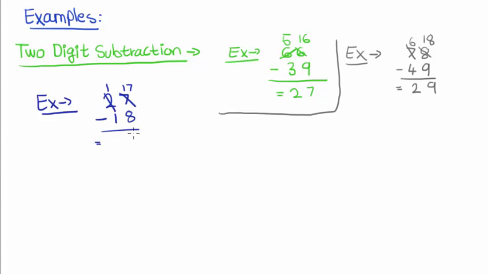17 minus 8 will give me 9. And then the 1 minus the 1 will give me a 0. So this gives me my final answer of 9. Now let's move on to three-digit subtraction.